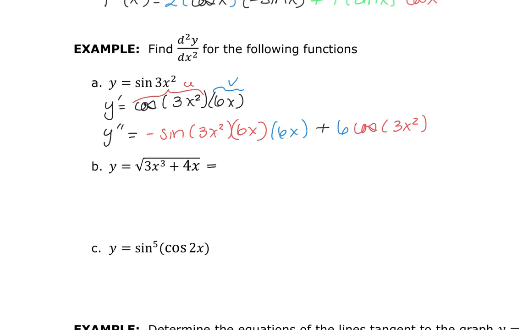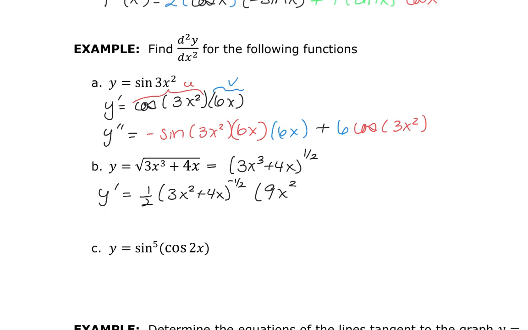For b, I'm going to rewrite this as 3x to the 3rd plus 4x, all raised to the 1/2. Y prime, my outer function is the 1/2, so it would be 1/2 times 3x cubed plus 4x raised to the negative 1/2, multiplied by my inner function derivative. The derivative of 3x cubed plus 4x would be 9x squared plus 4. Now I have to do the uv stuff. This is u, and this is v.